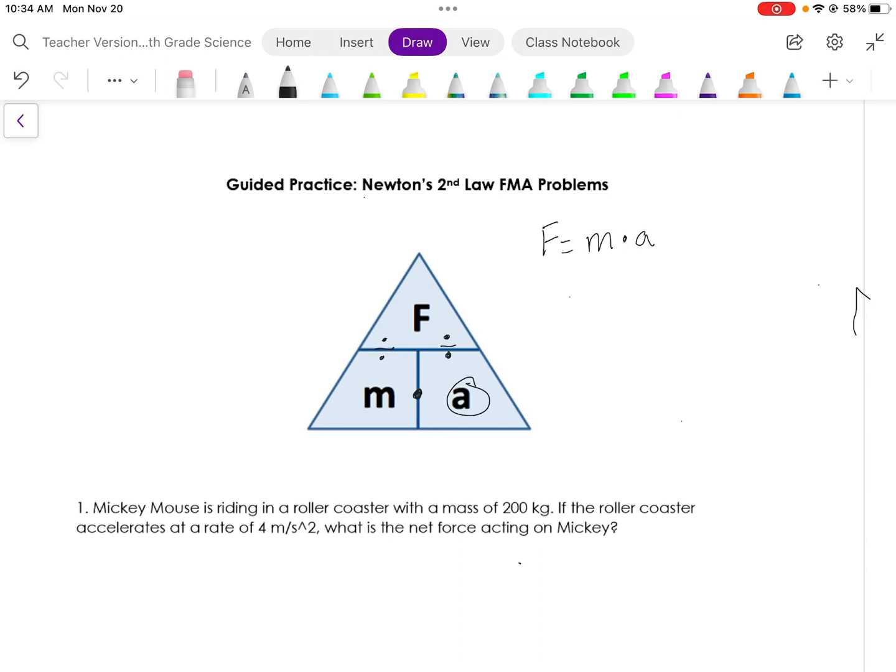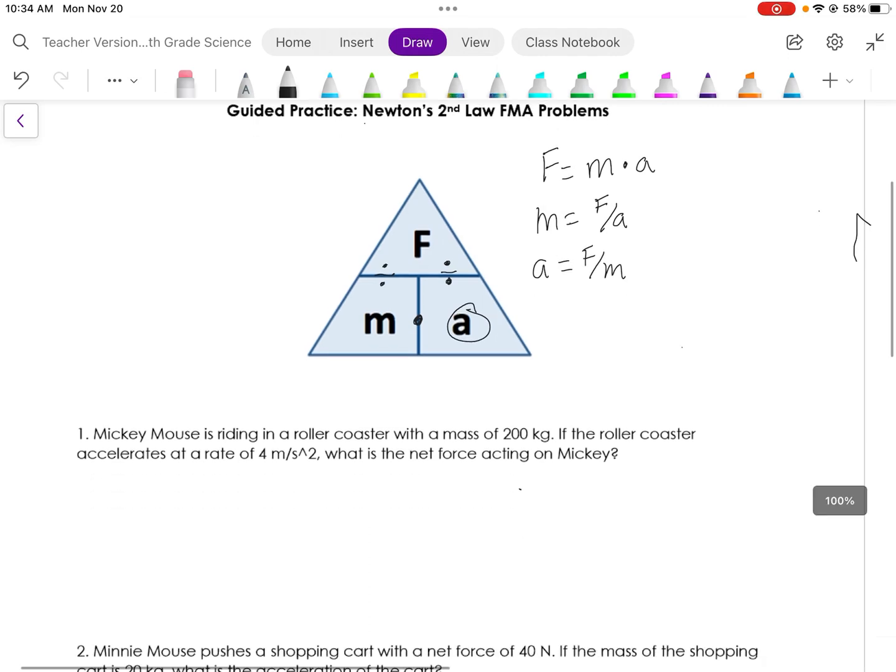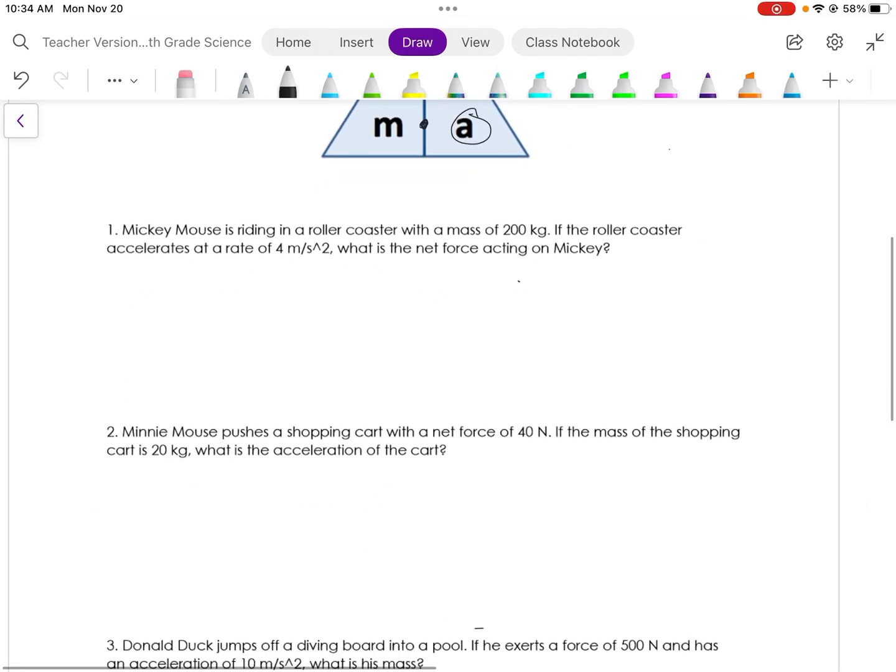Force equals mass times acceleration. Mass is equal to force divided by acceleration. Acceleration is equal to force divided by mass. So we're going to go ahead and look at this problem here.